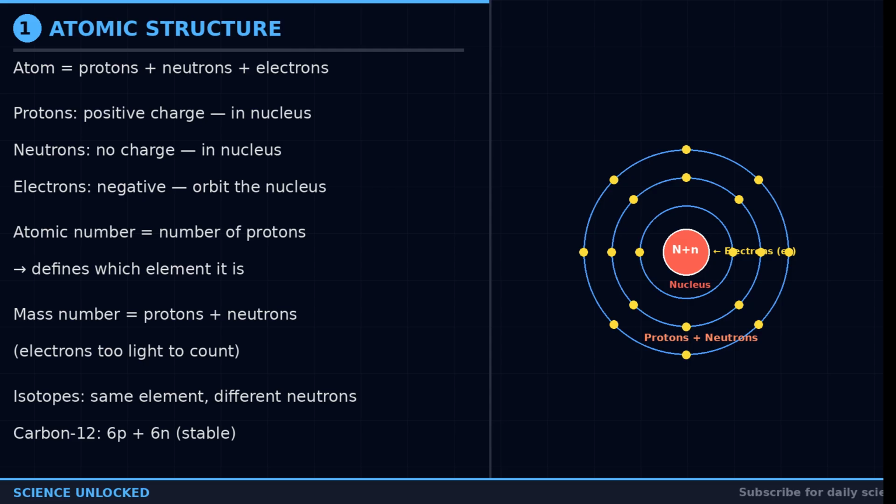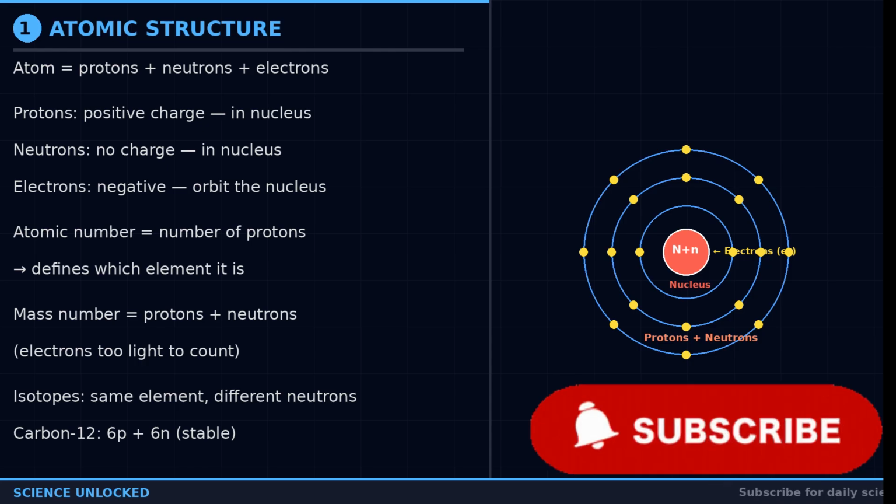Number 1. Atomic structure. An atom has 3 types of particles. Protons in the nucleus, positively charged. Neutrons in the nucleus, no charge. Electrons orbiting outside the nucleus, negatively charged. The number of protons defines the element. Change the number of protons and you have a completely different element. That number is called the atomic number.